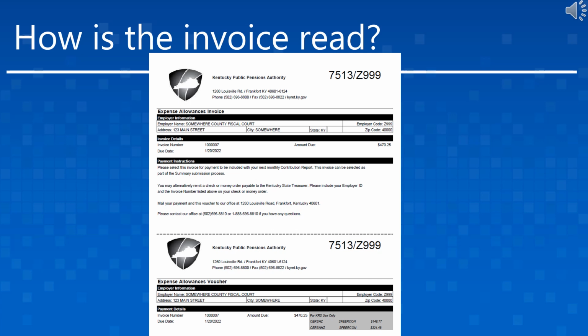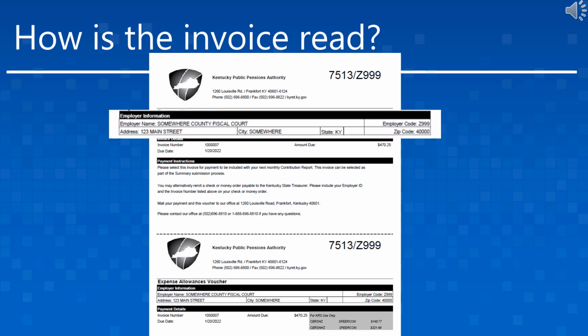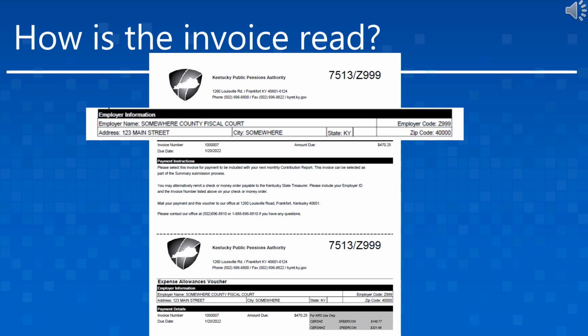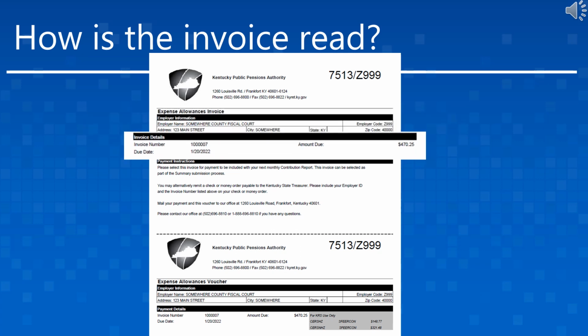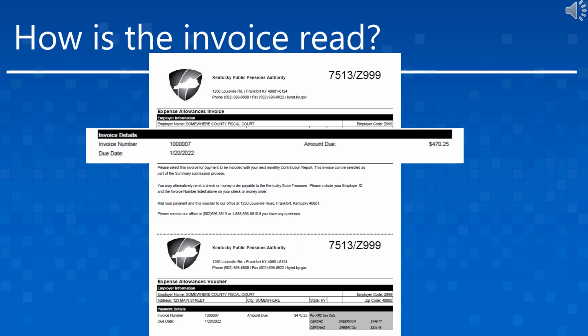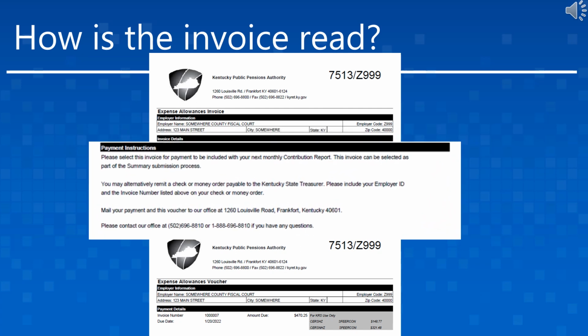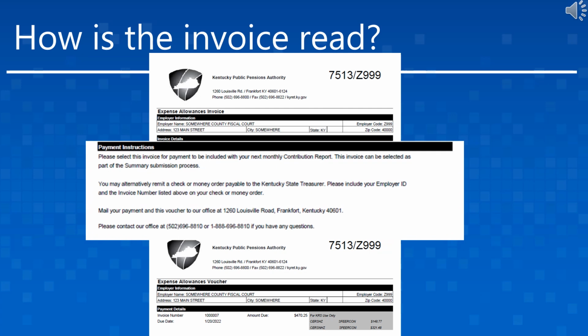On the first page of the invoice, the Employer Information section provides the name, employer code, and address for the employer. The Invoice Details section includes the invoice number, due date for payment, and the amount due. Following the details are instructions on how to pay the invoice, which an agency can do either electronically in Employer Self-Service or by mailing a check or money order.